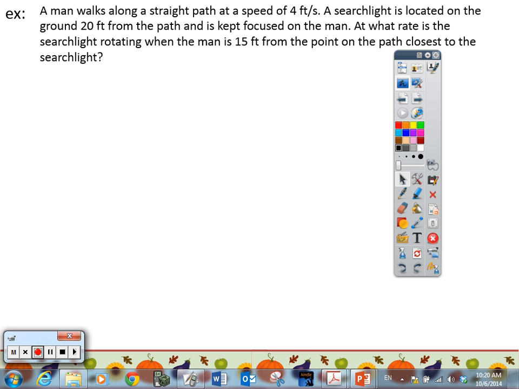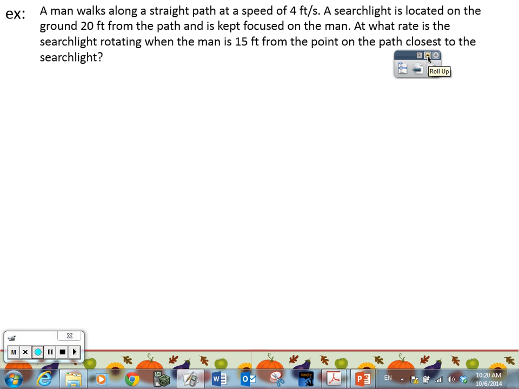We have a man walks along a straight path at a speed of 4 feet per second. Alright, so it doesn't really matter which way you draw it. I kind of like the positive x-axis, so I just drew it that way. It doesn't give a direction like northwest, it just doesn't say. So it's just a straight path. And I labeled that M. And he's going at a speed of 4 feet per second. So dm dt equals 4 feet per second.